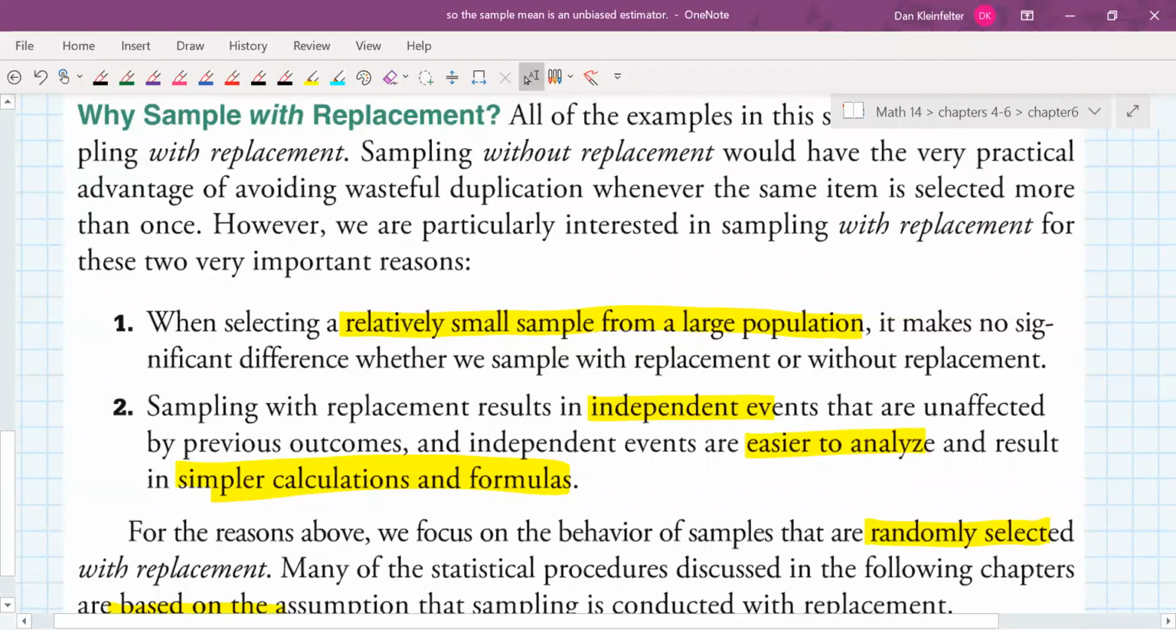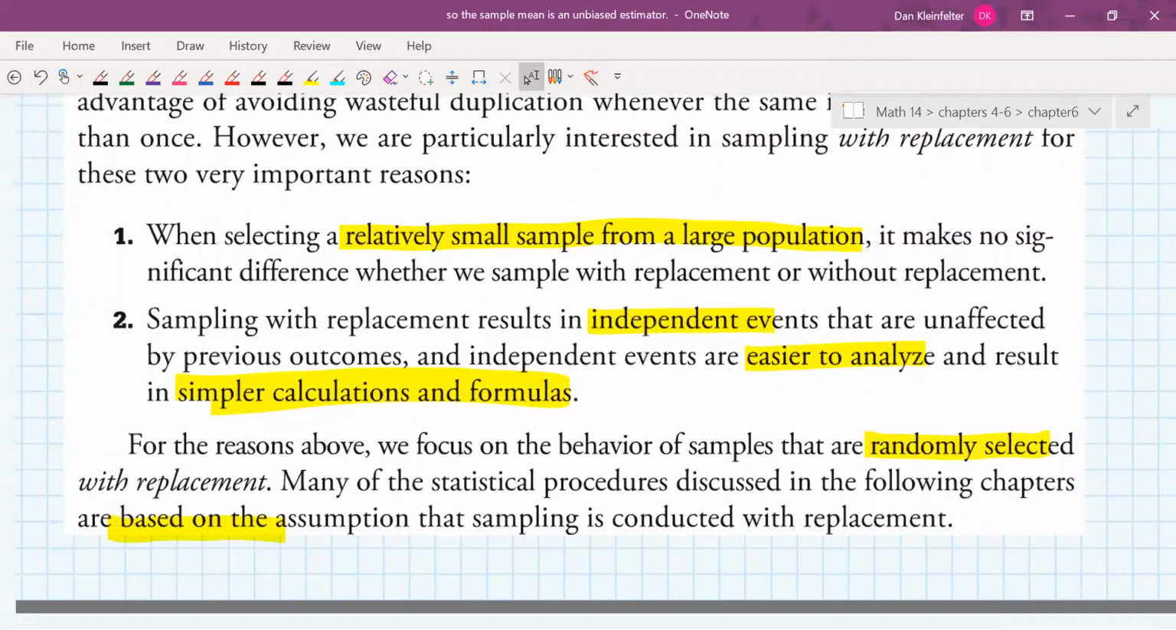We talked about this in conjunction with the 5% rule for cumbersome calculations. When you do sampling with replacement, that gives you independent events. And we talked about how when you have independent events, the formulas are often easier to calculate with. So a lot of times we treat things as if they're independent, even if they're not. And a lot of times in real applications, the sample size is relatively small compared to the size of the population.